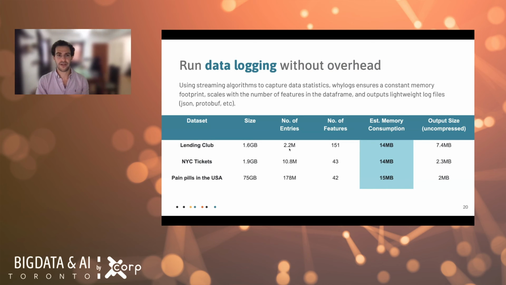Another component that we want is for our data logging tool to be really lightweight. And here we've done another benchmark analysis where we took a few different data sets: classic open source Lending Club, NYC tickets, and Paycheck Protection Program loans in the US. As you can see, they ranged in size from a couple of gigabytes to dozens of gigabytes. They've got anywhere from 2 million to almost 200 million entries. And after getting compressed, they're all approximately 14 megabytes.